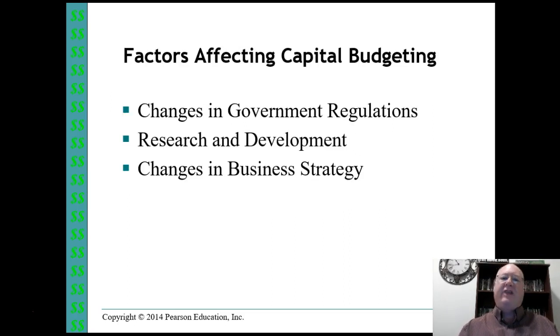There are certain factors that are going to affect capital budgeting, of course. Changes in governmental regulations, for example, tax changes, can have significant impacts on capital budgeting decisions. Research and development, as new products, new ideas, new technologies are released and come out. And also some changes in business strategy, whether it's a change of geographical location, a change in product emphasis, a change in marketing strategy. Any of those kinds of things can affect your capital budgeting decision.